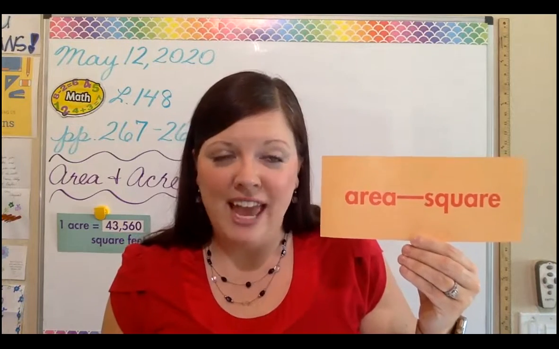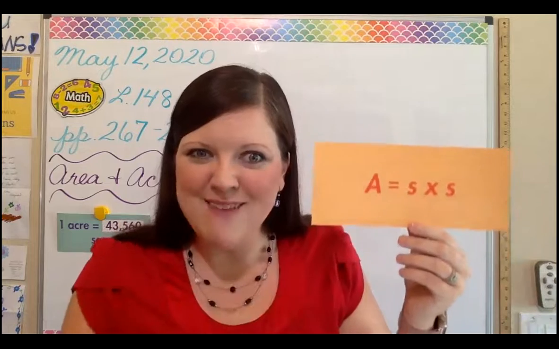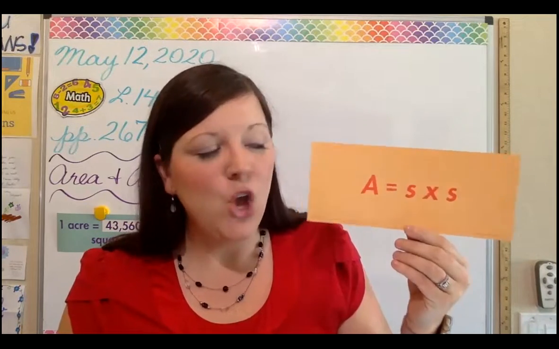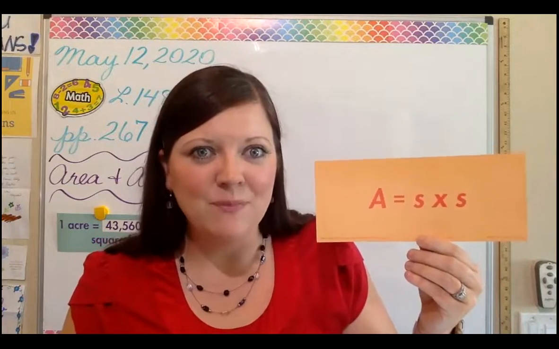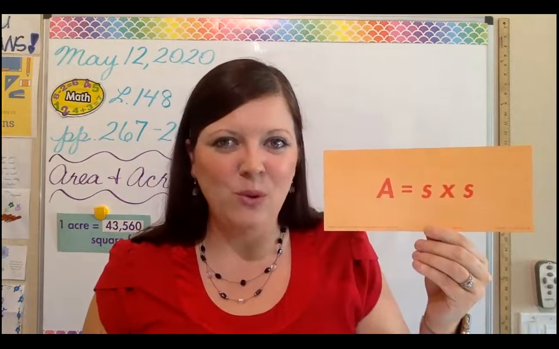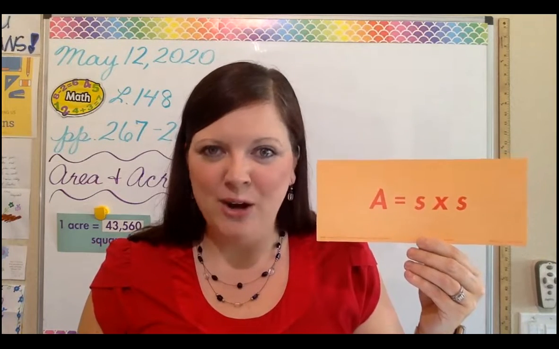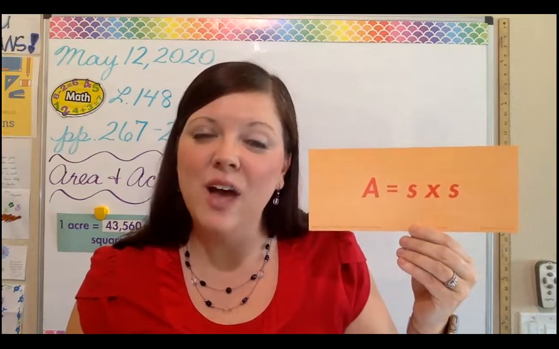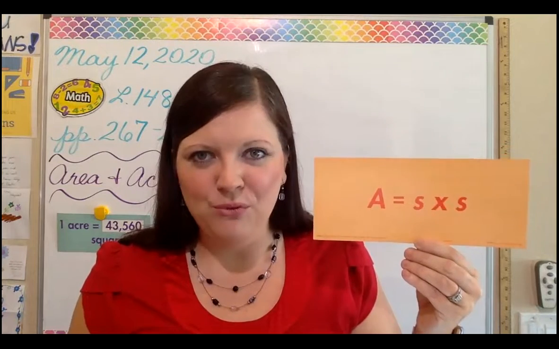So if we have a square, that means all of its sides are the same. And if we're finding the area, all we have to do is take one of those sides and multiply it by itself. Now, according to yesterday's lesson, we could say that the formula is area equals side times side. Or we could say the formula is A equals S squared. Do you remember what S squared means? S squared means take the value of S and multiply it by itself.